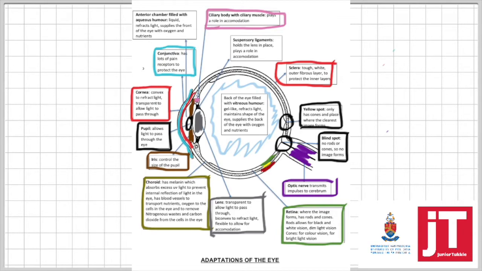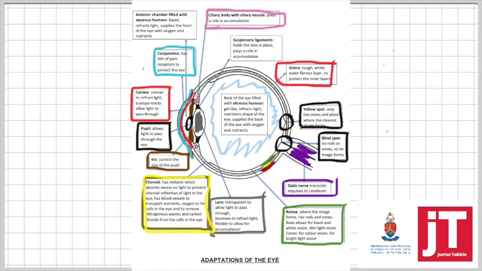The middle layer that I colored in here in yellow is the choroid. Most people don't learn the choroid and don't know how to spell the choroid. So the choroid is the middle layer, and the choroid has a pigment called melanin. Melanin is there to absorb excess UV rays or light from the sun. The choroid also has blood vessels, which allow for oxygen and nutrients to go to the cells in the eye and to remove carbon dioxide and nitrogenous wastes from the cells in the eye.